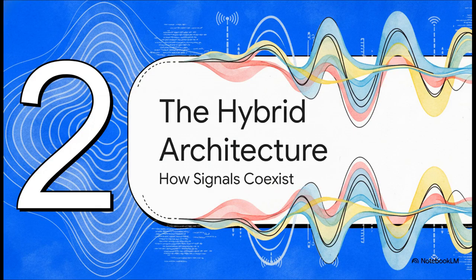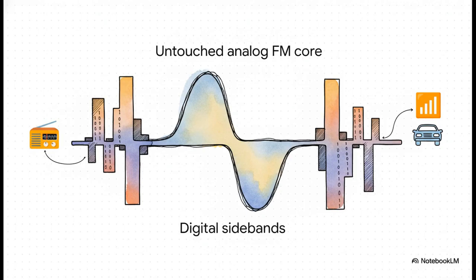Which brings up a pretty big question, right? How on earth does this hybrid architecture work? I mean, how do you cram a digital signal onto the same frequency as an analog one without just creating a huge mess of interference? Well, the solution is actually pretty darn elegant.